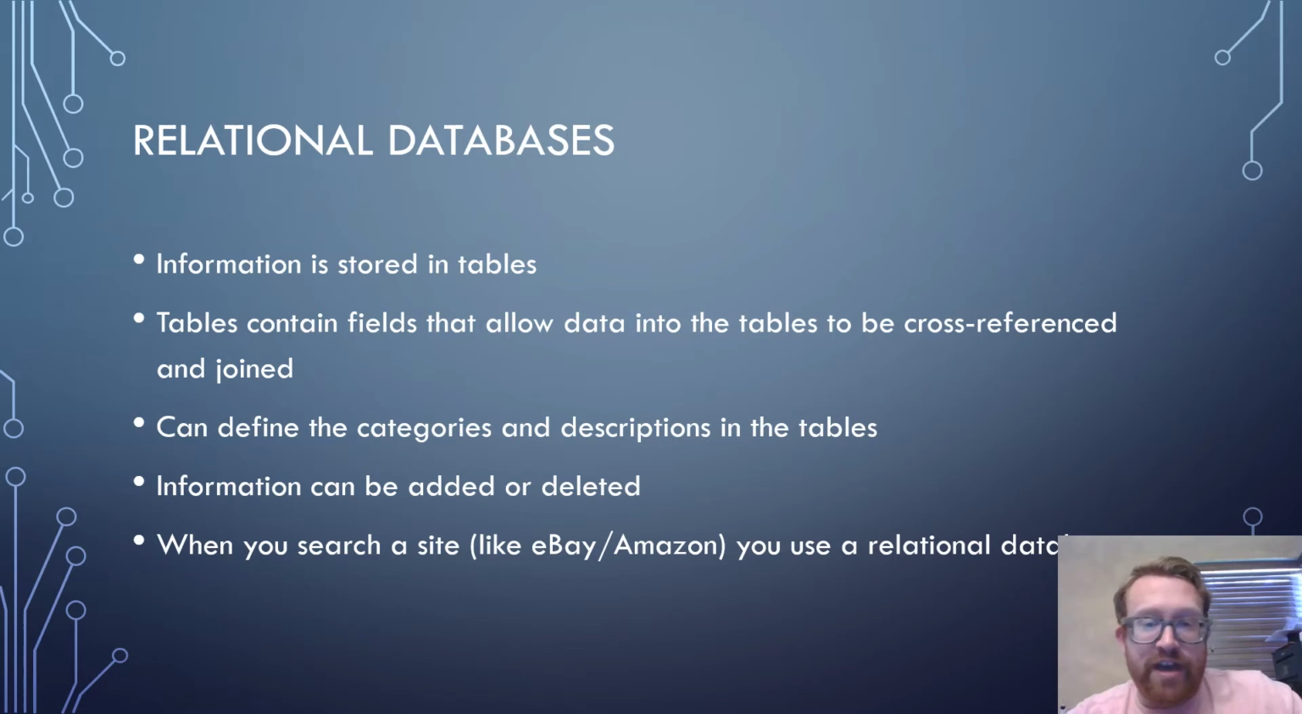You can define the categories and the descriptions of the tables, like what each column means, and so forth. And the information can be added or deleted. So for example, when you search a website like Amazon or eBay, you're really using a relational database because it is their inventory. And let's say you search for something. Let's say you search for, of course, we'll go with cat toys. Let's say you search for cat toys, okay?